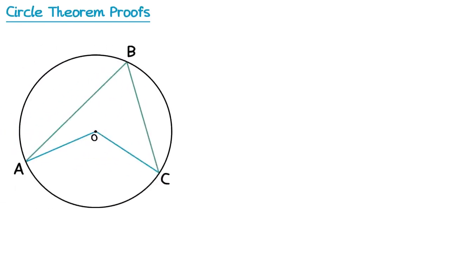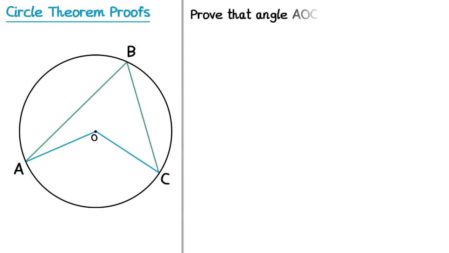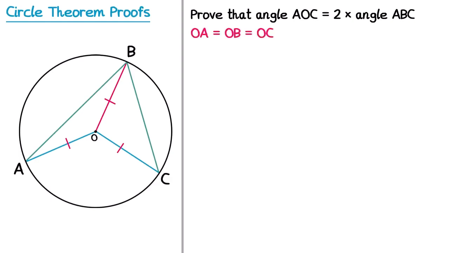Now let's have a look at our second proof. This time we're going to prove that the angle at the centre is twice the angle at the circumference. The question might say, prove that angle AOC is equal to 2 multiplied by angle ABC. We're going to start this question by drawing in a radius again, this time from O to B. We can see that all three of these are radii, so let's write that they're the same length. So OA equals OB equals OC because they're all radii.